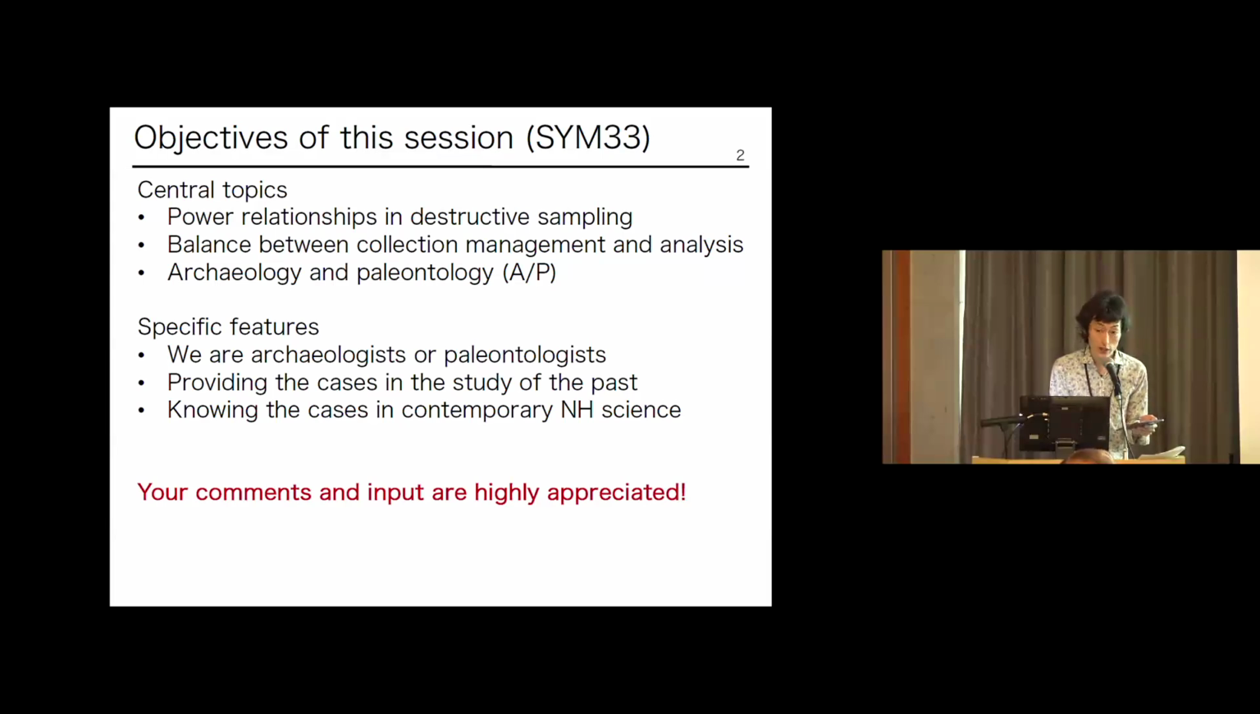There are 4 presenters in this session who study the past, which probably differs from the core members of the usual community. By integrating these different perspectives, we hope to generate new ideas and the synthesis of an innovative framework. After the 4 presentations, I hope we can have time for discussion, and comments and contributions from the audience are highly appreciated.